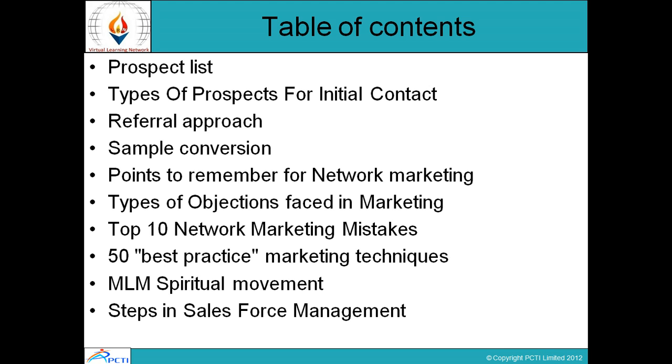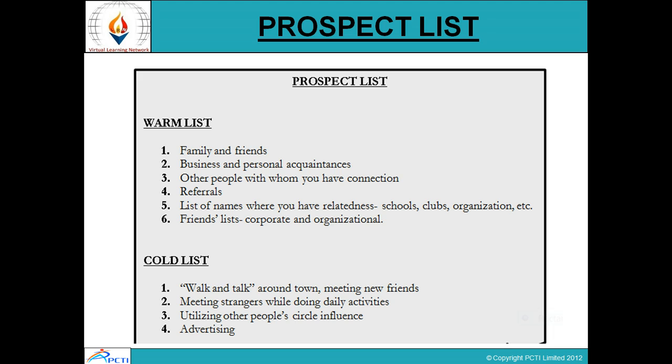Multi-level marketing as a spiritual movement, we will focus on that part also. Then in the last step of this session, we will cover the different steps that should be taken care of in sales force management. So let us start the first topic of today's session. The first part is the prospect list.